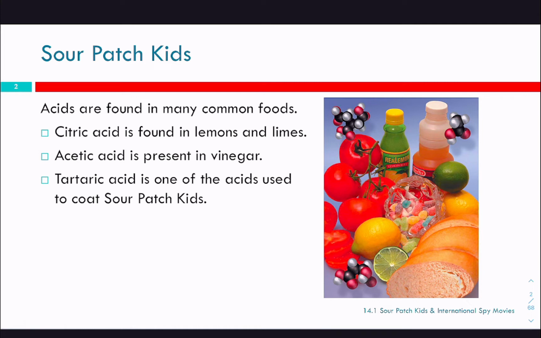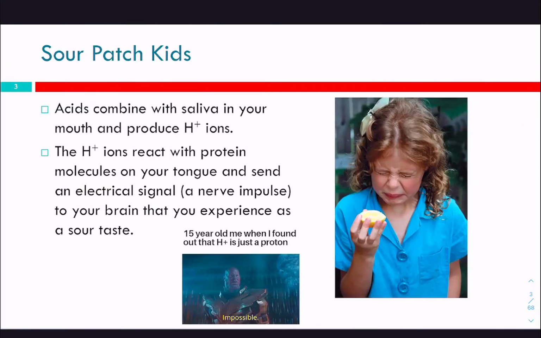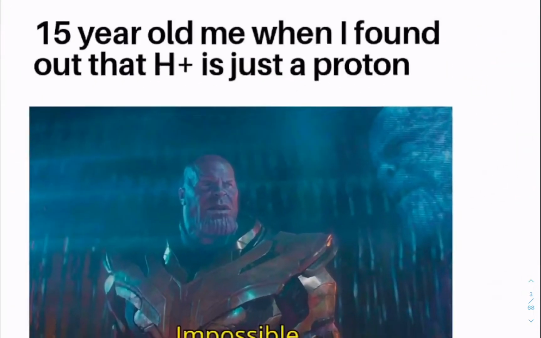So things like this, acids are found in a lot of foods. We see acids in movies as a vat that will dissolve you or anything you throw into it. Most of the time, it's not the case, right? Sometimes it's delicious, like Sour Patch Kids. Acids combined with your saliva produce hydrogen ions, and those ions react with proteins in your tongue and send electrical signals that you experience as sour.